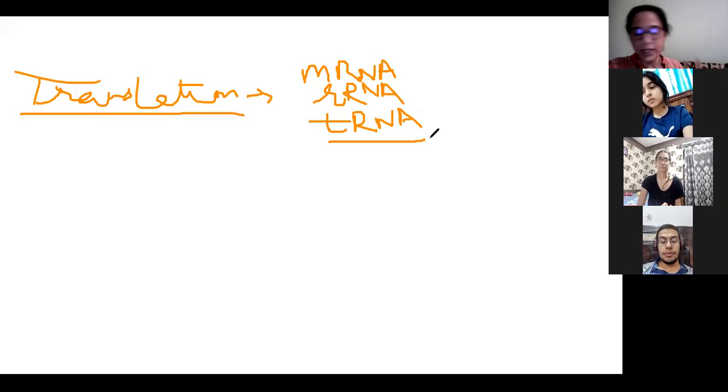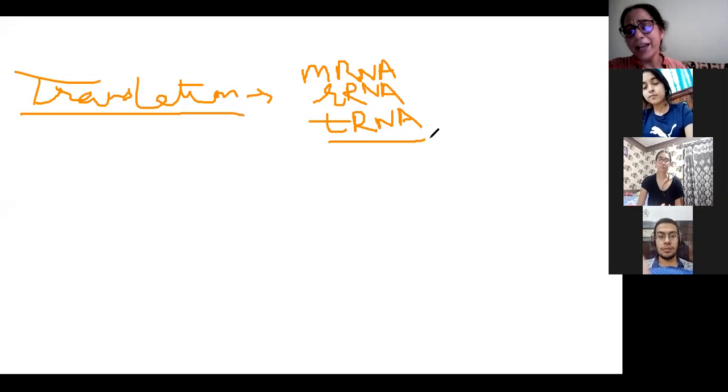And moreover, in eukaryotes, this transcription process is tricky. I mean, it's complex. Number one, due to post-processing, because the RNA which is formed is not mature enough to do the function of translation. And second, because of the presence of three different types of enzymes.